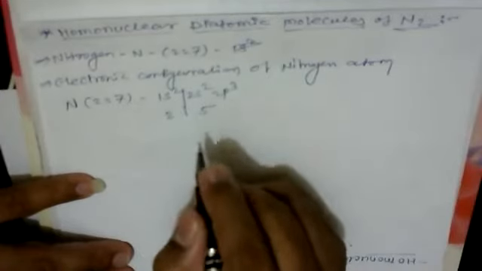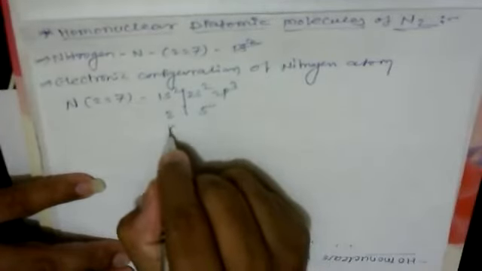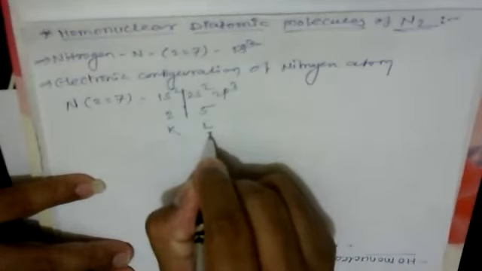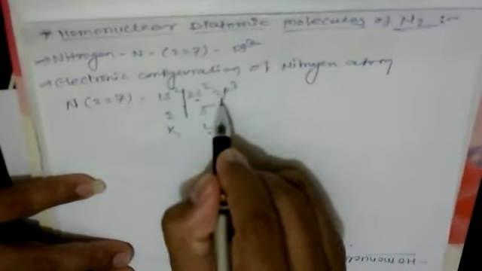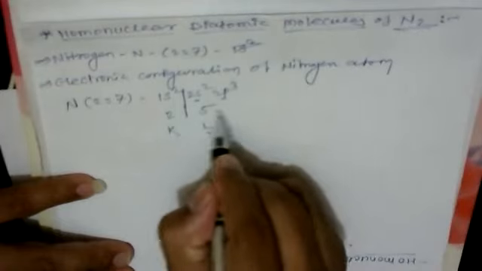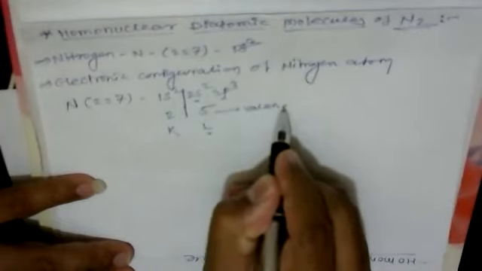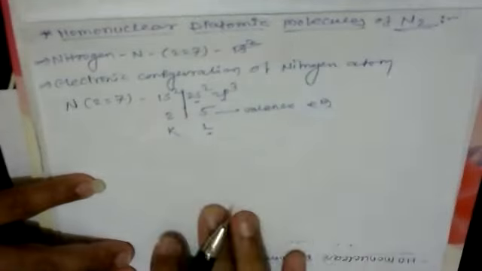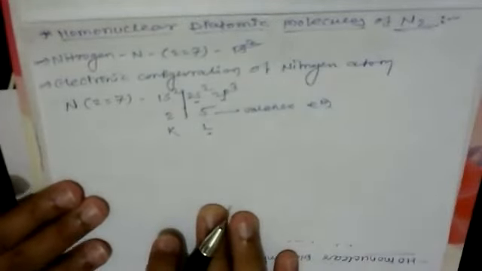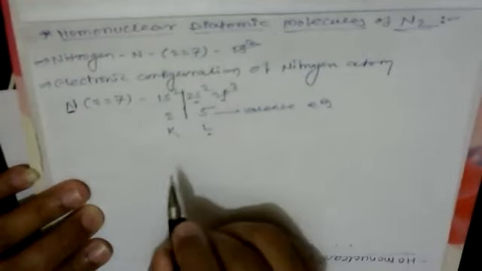The first shell has 2 electrons and the second shell has 5 electrons. This is noted as the K shell, and this is noted as the L shell. The last shell in this nitrogen atom is L, therefore the 2s and 2p orbitals are valence orbitals, and these are the valence electrons. As both are nitrogen atoms, they have the same electronic configuration and the same number of electrons.